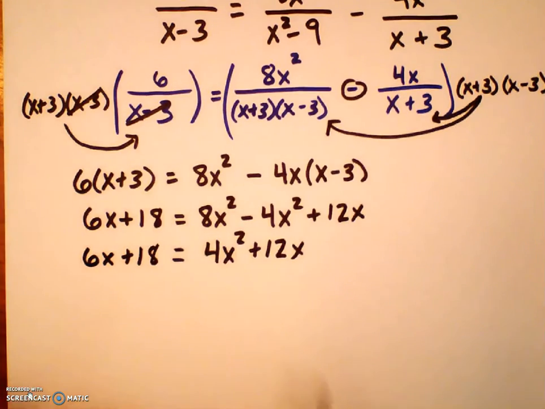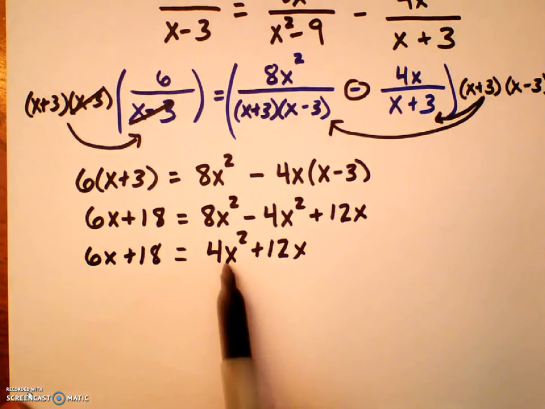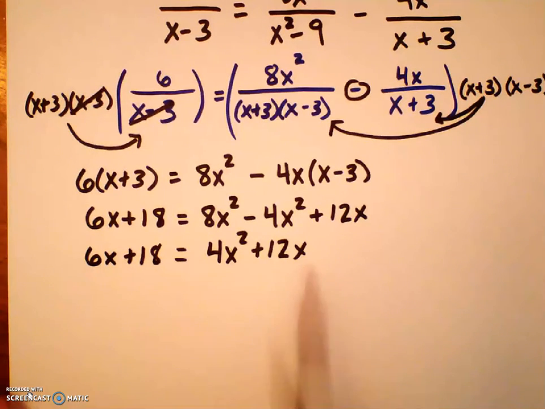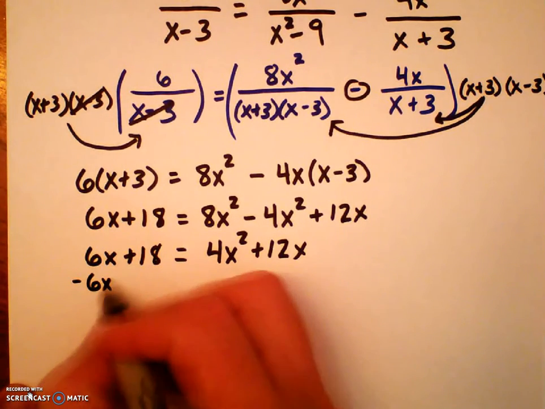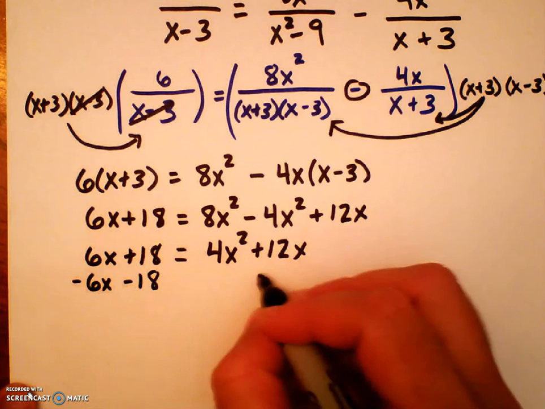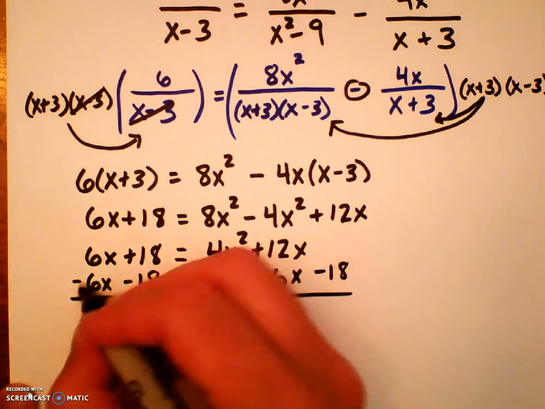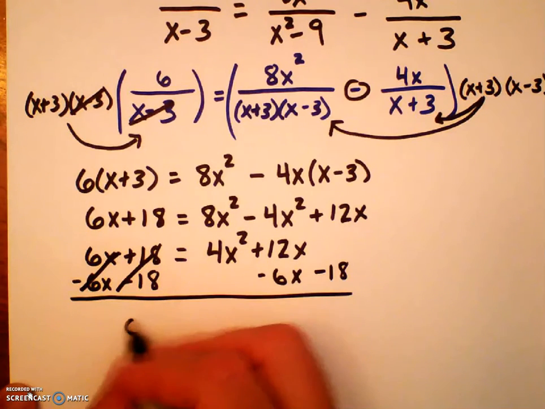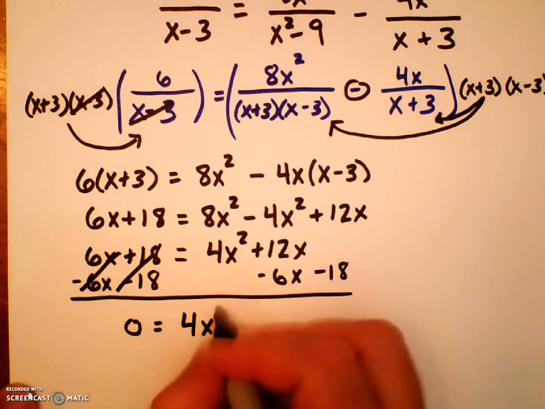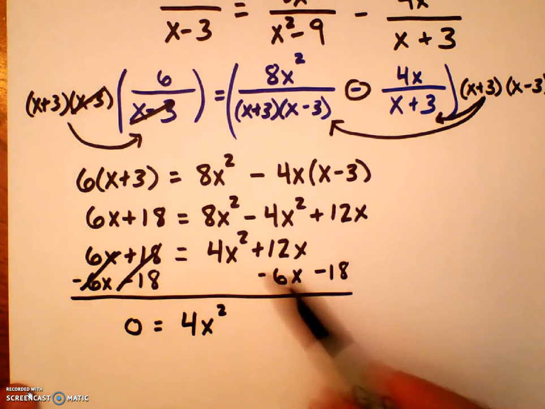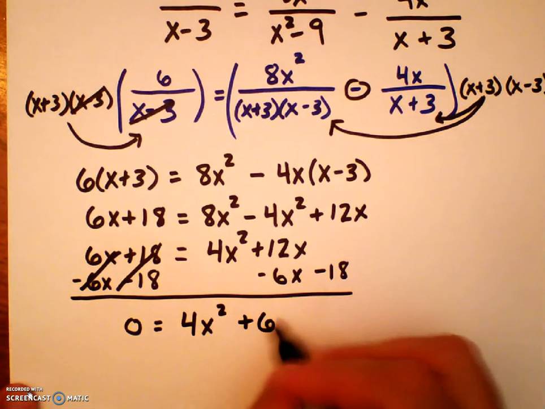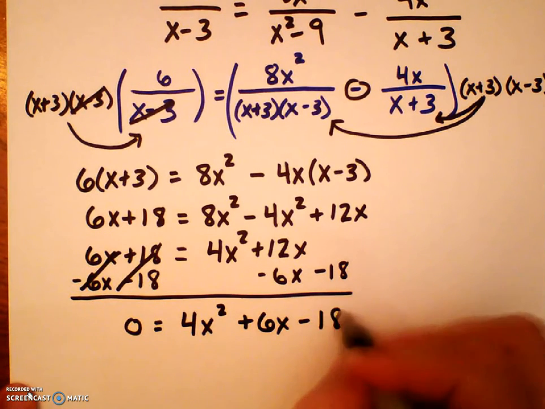The left-hand side is already simplified. And since my x squared term is positive already, I'm going to move these two terms to the right. So I'm going to subtract the 6x and the 18. And when I do that, I now have this set equal to 0. And I have 4x squared on the right. 12 minus 6 is a 6. And the negative 18 drops.